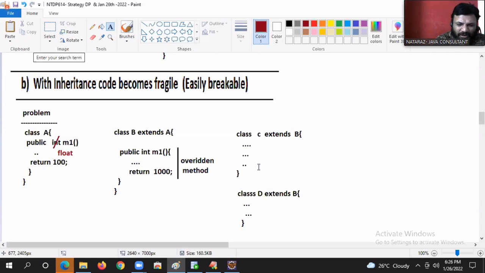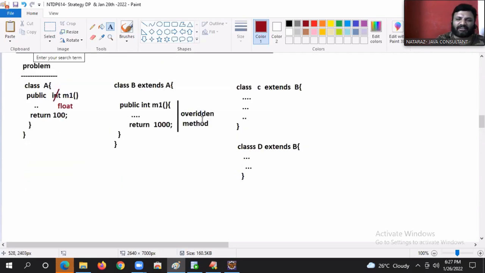Understanding my statement, boss? The hierarchy mismatches will come like anything. So that means the code is very much fragile or not? Not only B is disturbed, the classes extending from B also will be disturbed or not?